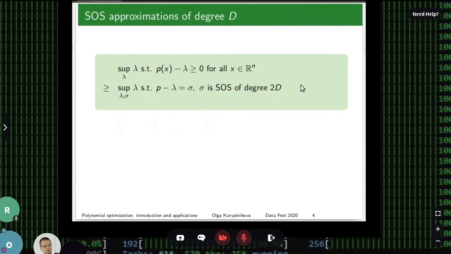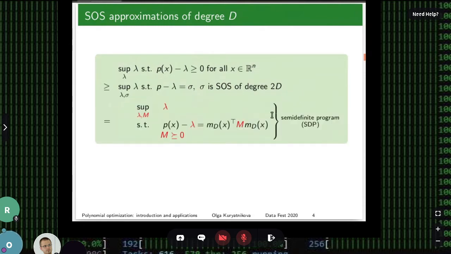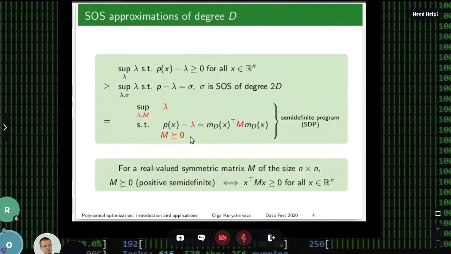Now, after restricting this degree, we can show that our problem with the sum of squares can be rewritten equivalently as an SDP program. An SDP program is a linear program which involves a constraint that some matrix is positive semi-definite. Here is this constraint, and here is a reminder of the definition of a positive semi-definite matrix. You can see that this is a problem where we need to find a constant lambda and a matrix M. Everything is linear in this constant lambda and matrix M, and this matrix is positive semi-definite. So it satisfies the definition of an SDP.